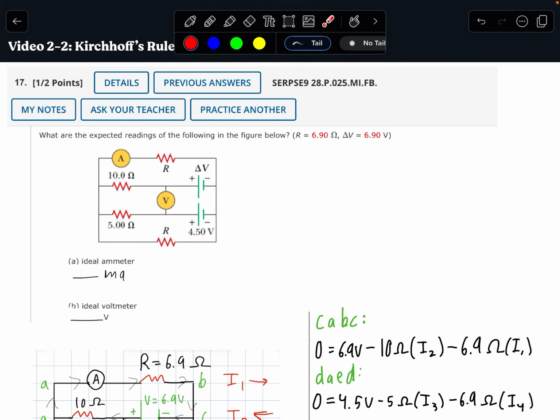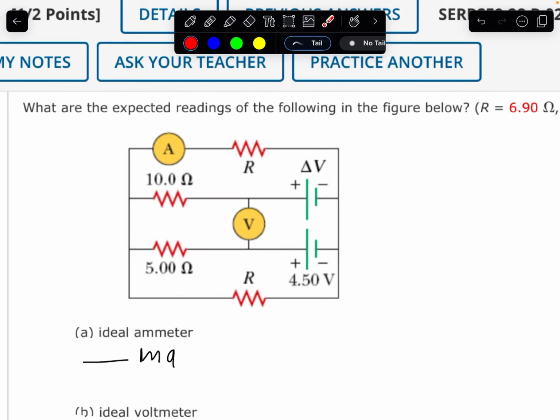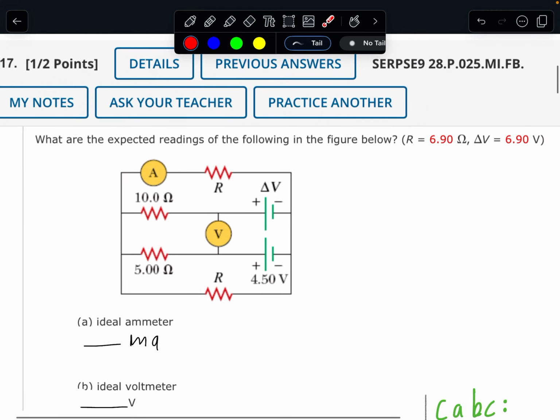I chose to do number 17, so here we go. What are the expected readings of the following in the figure below? Here's the figure below. It's a pretty complicated circuit.